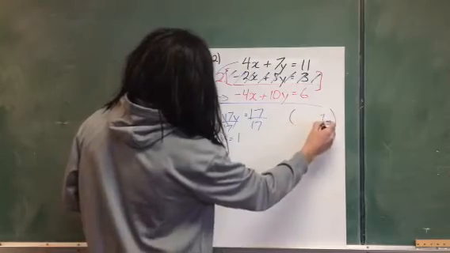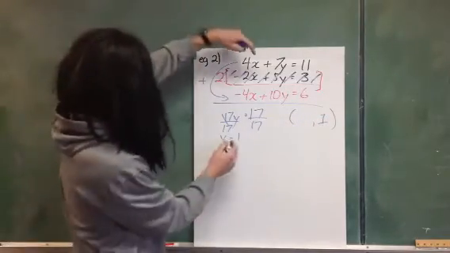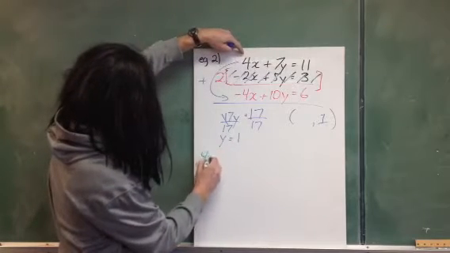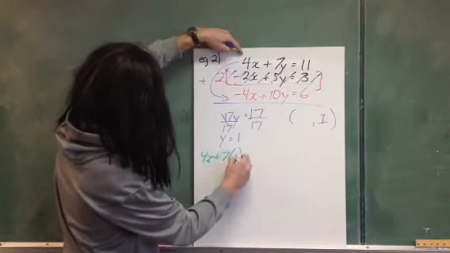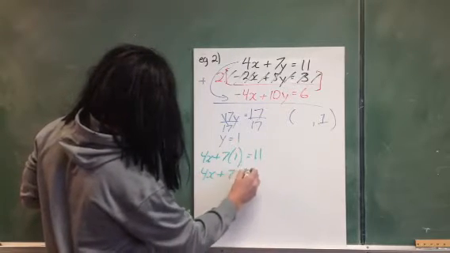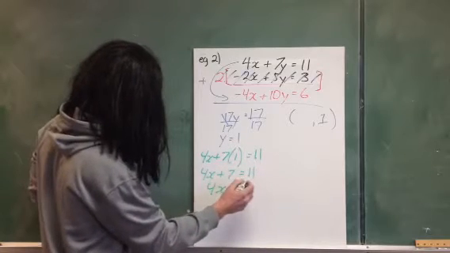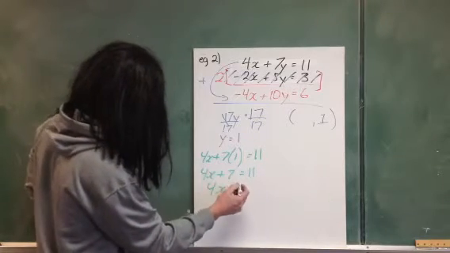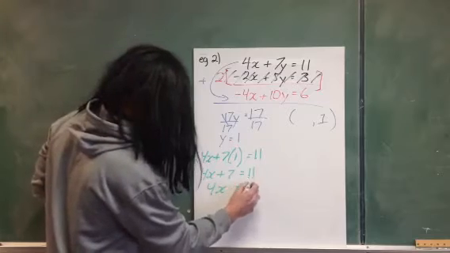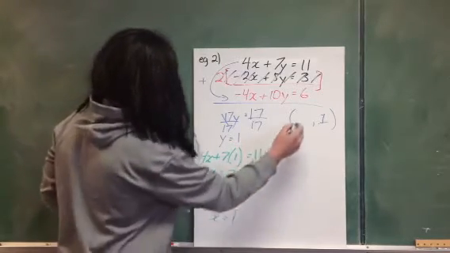So 1 is the y. Now I'm going to solve for x. So I'm going to substitute 1 in for this y. So 4x plus 7 times 1 equals 11. 4x plus 7 equals 11. 4x equals, I'm going to bring the 7 over as minus 7. 11 minus 7 is 4. Divide both sides by 4, and x equals 1.